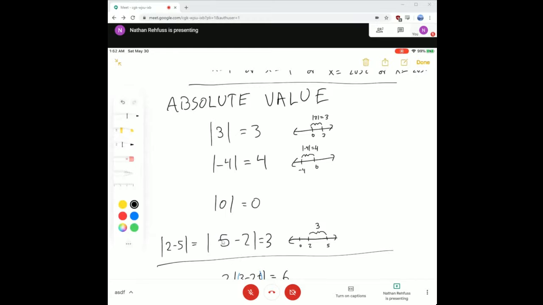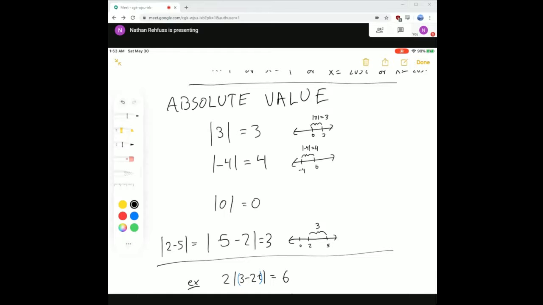Even cooler, if I subtract two numbers and put them inside absolute value bars, it's going to tell me the distance between those two numbers. So 5 minus 2 is 3. The absolute value of 3 is 3. 2 minus 5 is negative 3. Its absolute value is also 3. And that's because 2 and 5 are 3 units apart. So when I take the absolute value of a distance, I get how far apart these two numbers are, the absolute value of a difference.